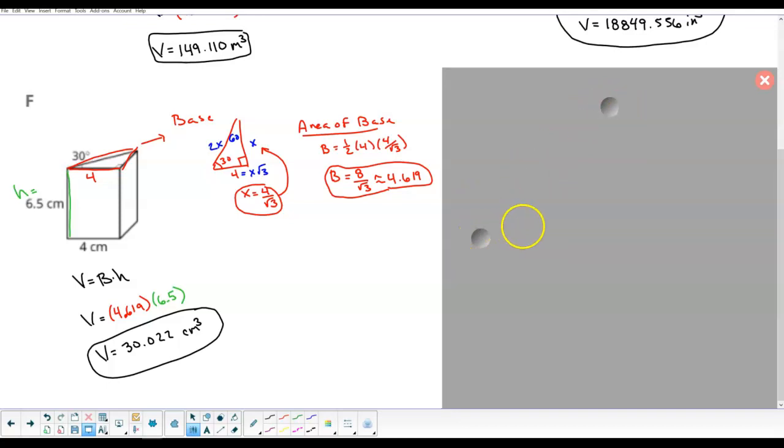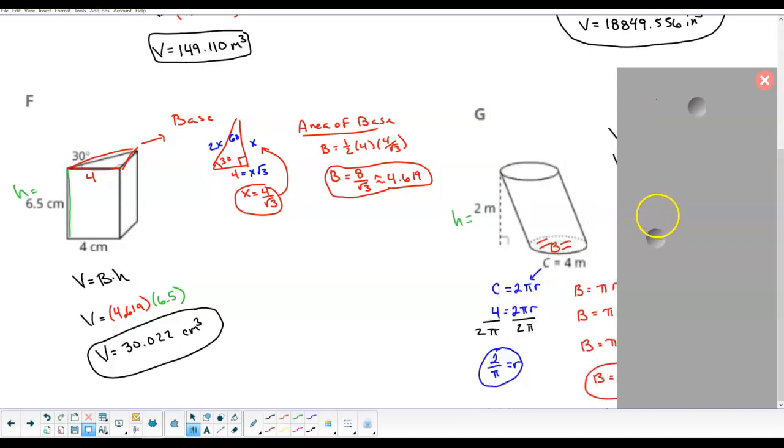All right, next one. This one's kind of an interesting one as well. Notice they give me the height of an oblique cylinder, and then they give me the circumference. Circumference is the distance around the base. Well, I need to use that to find the radius, so I'm going to actually work backwards. I know the circumference is 4. I know the circumference formula is 2 pi r. So 4 equals 2 pi r.